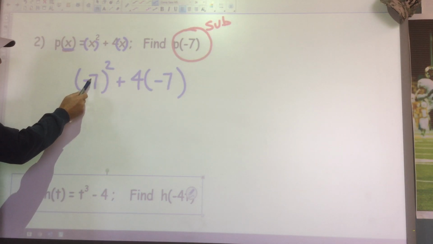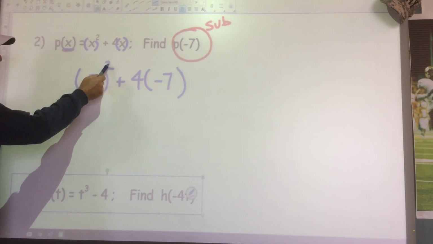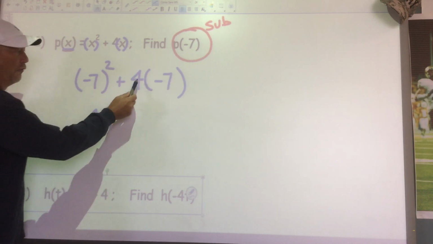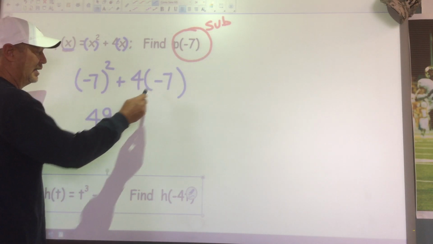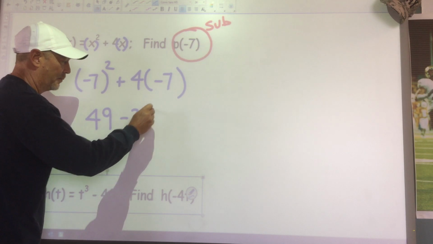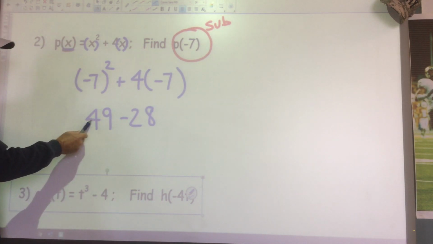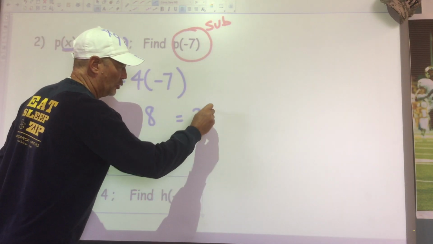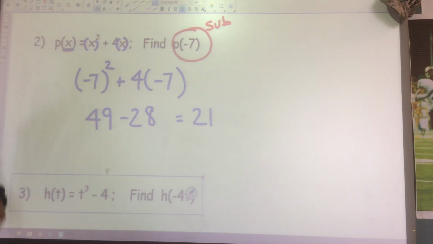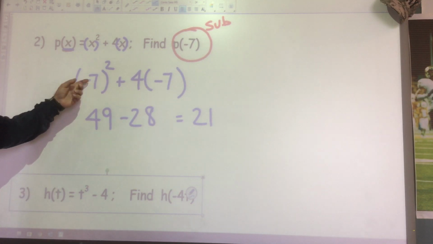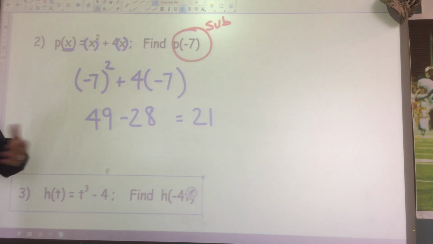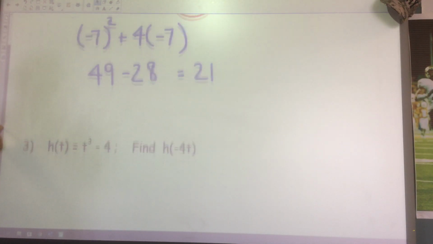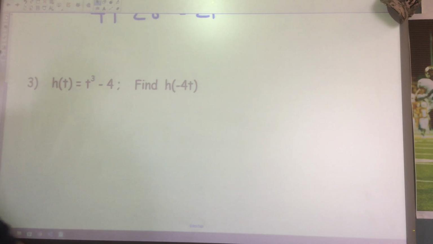We just talked about this. (-7) squared will give us a 49. 4 times -7 is a -28. 49 minus 28, final answer, 21. It's important to use the parentheses. If you don't, we're going to get the wrong answer. Next example.